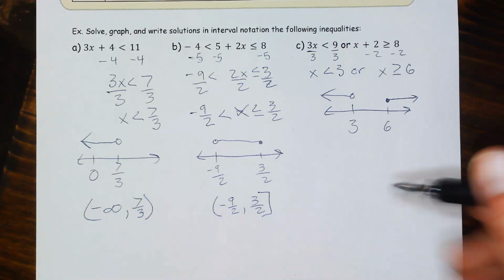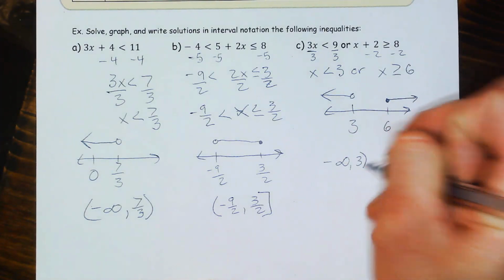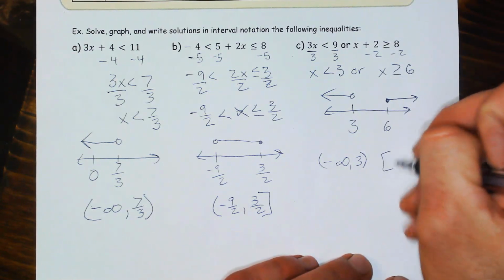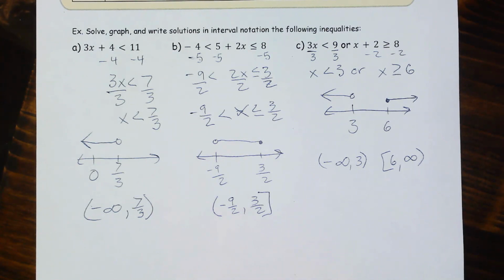As far as interval notation, these are divergent. So negative infinity, comma 3, both in parentheses because of the open dot. And then bracket 6, comma, infinity, parenthesis. So that is how we would solve, graph, and write solutions in interval notation for one variable inequalities.